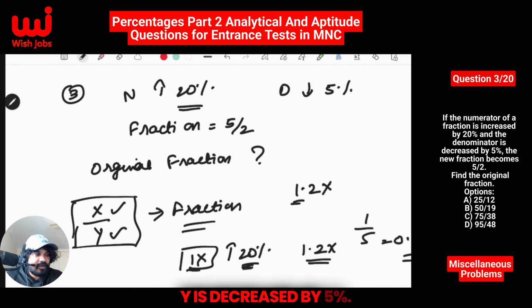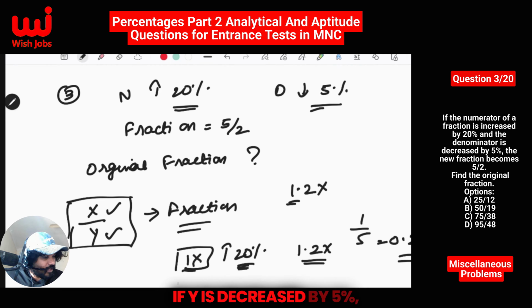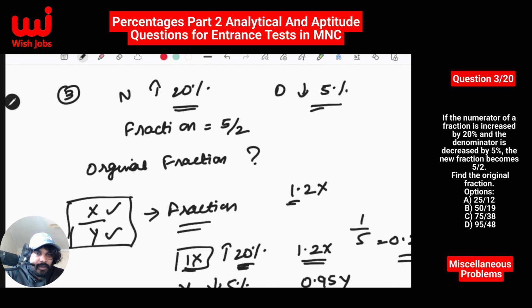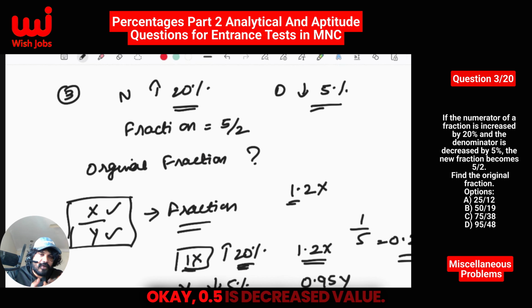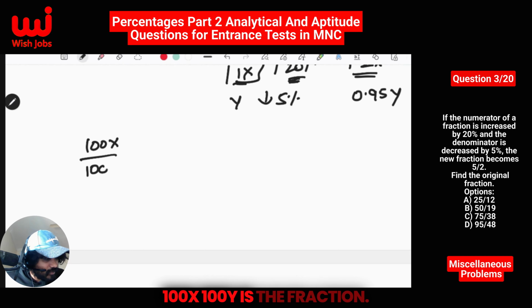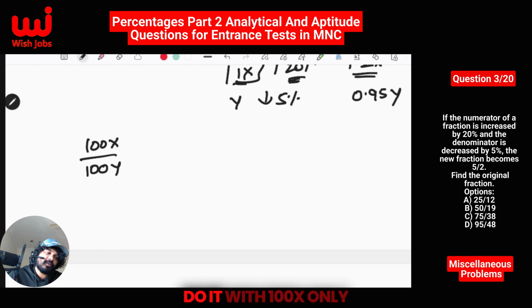Y is decreased by 5%. If y is decreased by 5%, the y will become 0.95y. You know how I got these both equations? I just took x by y as a fraction, and the next statement he told it increased 20%, x will become 1.2x. Y decreased by 5%, so y becomes 0.95y. And see, if you're too confused, take 100x only. 100x, 100y is the fraction. Whenever I tell you to take 100, you do it with 100x only.